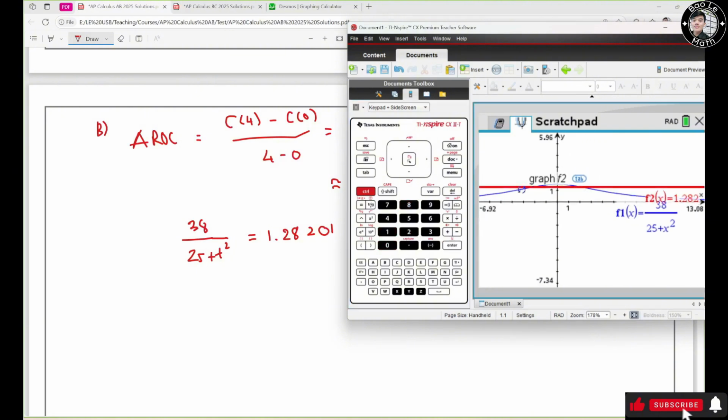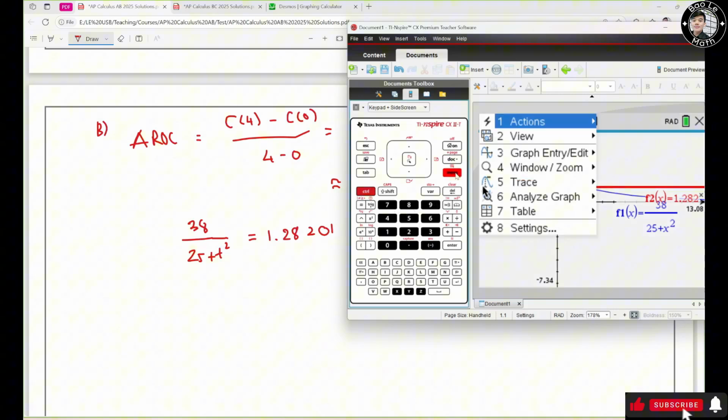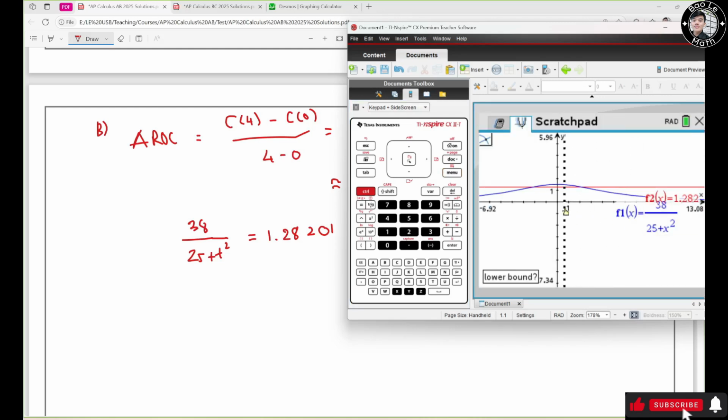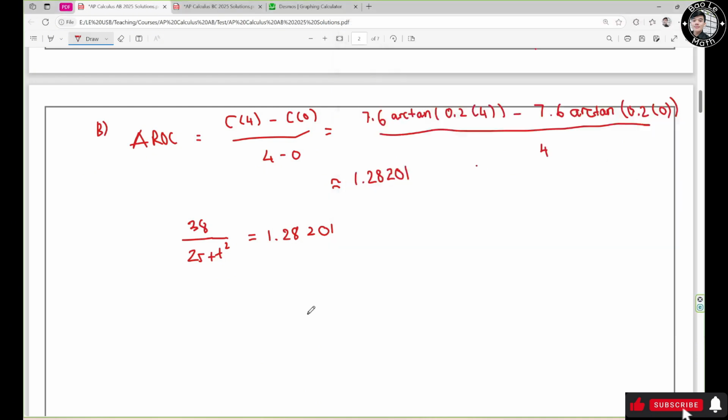Now remember the interval is from 0 to 4, so you need to find the intersection. It should be right here. So you need to hit menu, number 6, analyze graph, and intersection. Move to the left of the intersection, hit enter, move to the right, hit enter. So the answer should be 2.154 right here. So t equals 2.154 weeks.